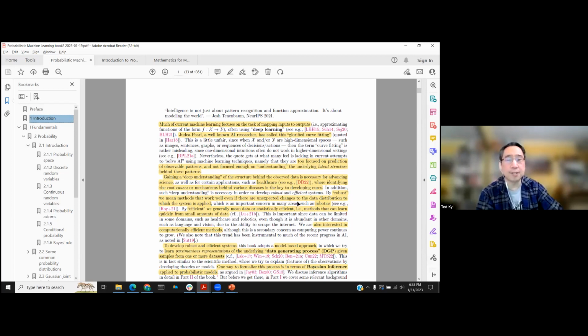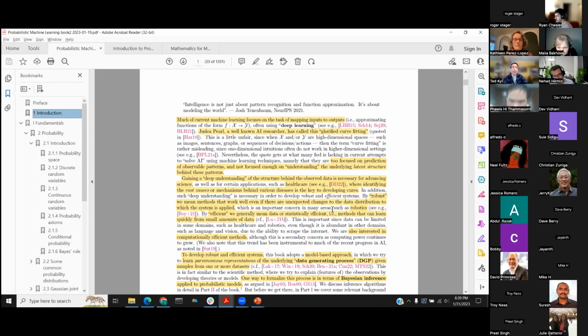So the author says, by robust, we mean methods that work well even if there are unexpected changes to the data distribution to which the system is applied. That's pretty hard to achieve in practice, but we get the concept, right? You can think of an area like robotics. And by efficient, we generally mean data or statistically efficient, okay? So here he's talking about learning quickly, so sample efficient algorithms. He notes at the end that we are also interested in computationally efficient methods. That has to be a consideration, but that's not the primary focus in this book, okay?